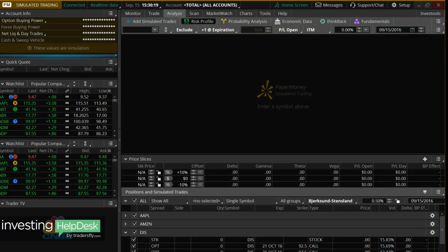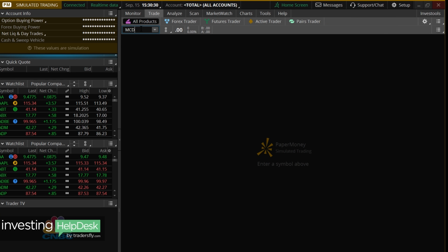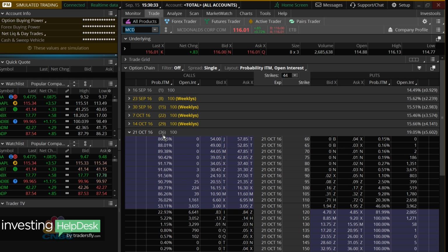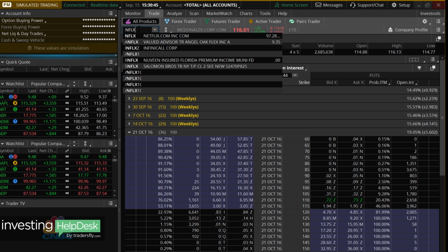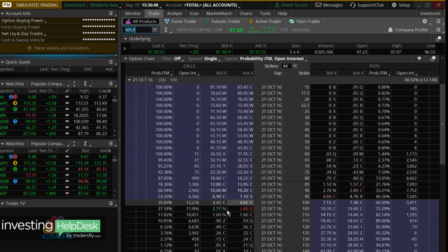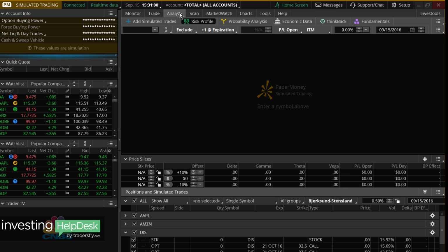So let's take a look on screen here, and this is, by the way, the Thinkorswim platform. Let's just take a look at buying an option contract. Let's look at McDonald's really quickly. You can see here I have a few different types of option contracts. Here are some that are 83 cents, 13 cents, and 1 cent. That one isn't as juicy with premiums when you compare it to something like Netflix. With Netflix, you can see it's $4.45, $2.77, and $1.60.